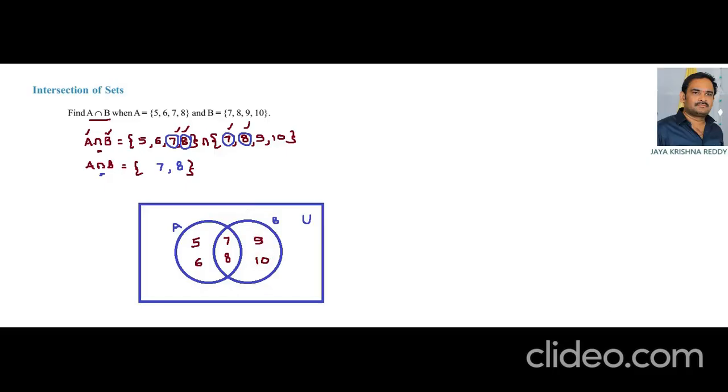Now we have to shade the region where this intersection part lies. So the common part of two sets A and B is this part. This is the common part for sets A and B. That part is nothing but the intersection. So we have to shade that region. This is the Venn diagram for A intersection B.